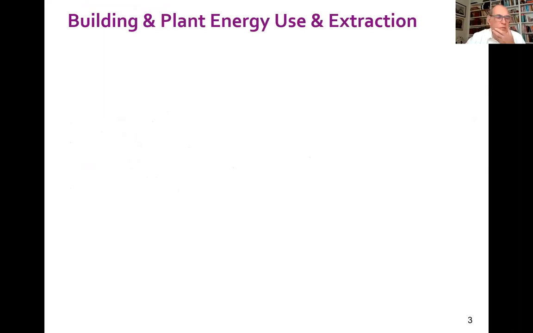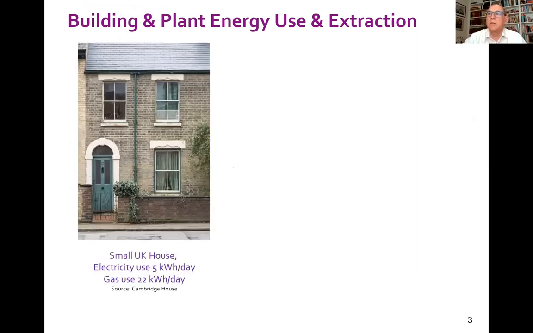Just a simple comparison between the way we keep ourselves warm and organize our houses. This is a small house in Cambridge, 3 bedrooms, a small family would live here. It's actually in Gwydir Street, and it would use maybe 5 kilowatt hours of electricity a day and 22 kilowatt hours of gas. Now, those units, kilowatt hours, we're going to talk about units in a moment, but that gives you a size of how much energy we use in a house.